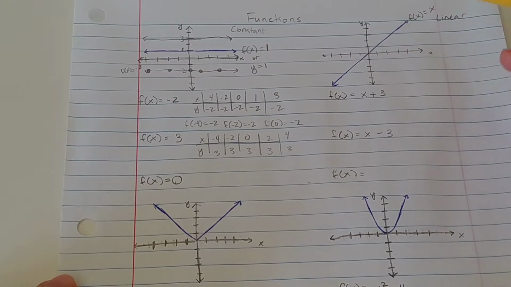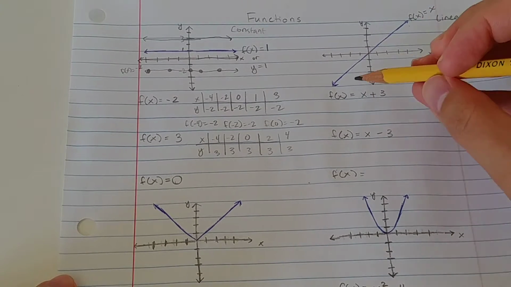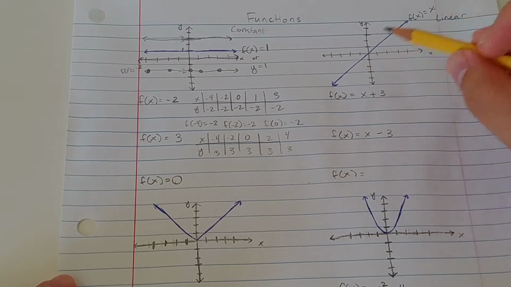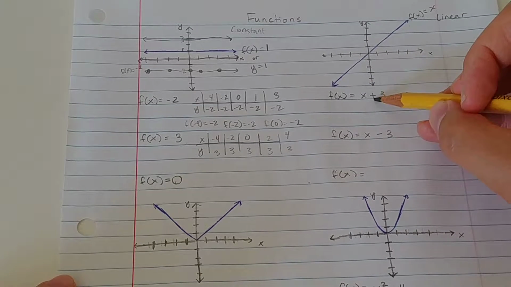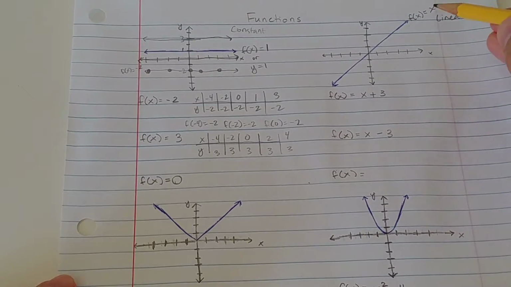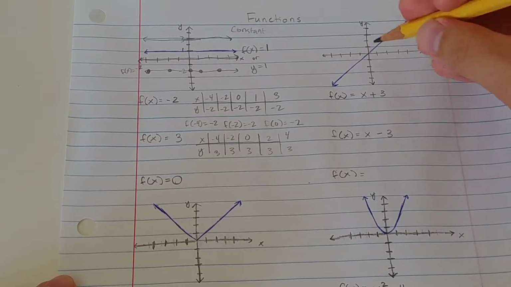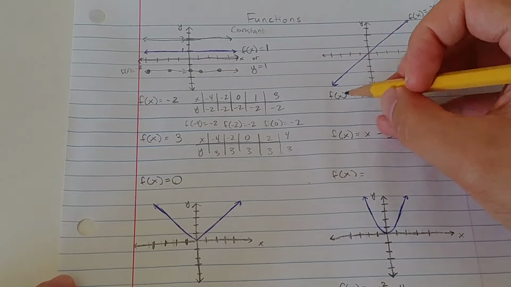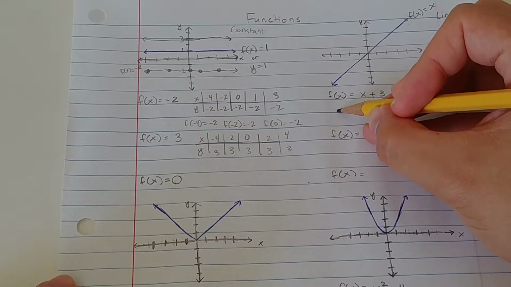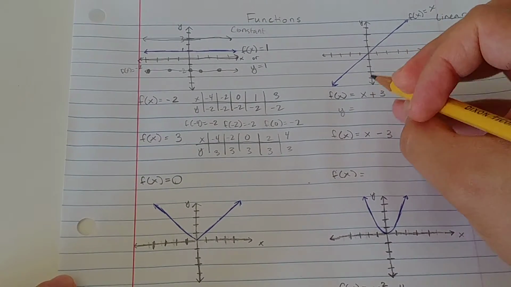Okay, so the parent functions is just talking about the basic function, the basic equation for those functions. So let's say we had f of x equals x plus 3. If we're adding 3 to this x, what would it look like? And again, if you want to change this to a y, it makes it better for me.